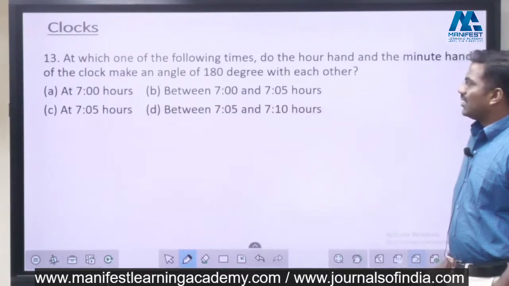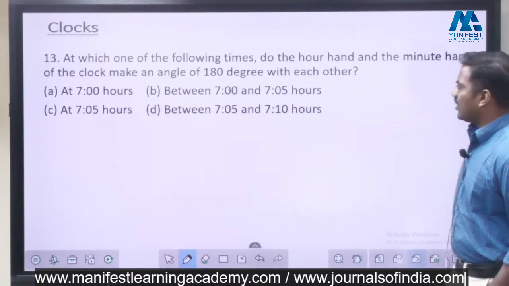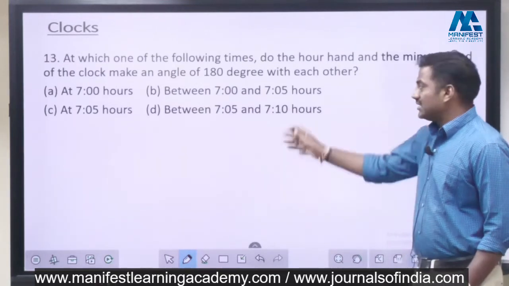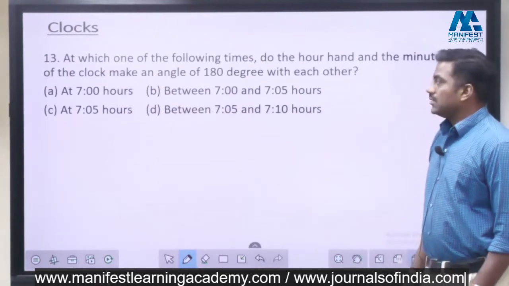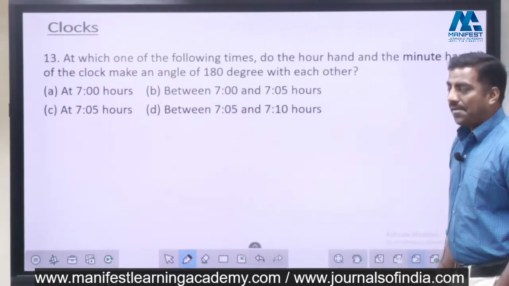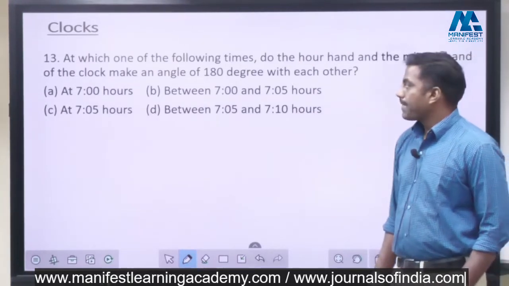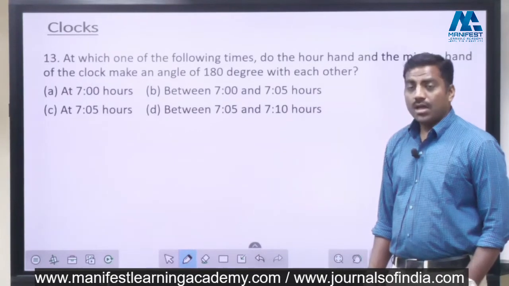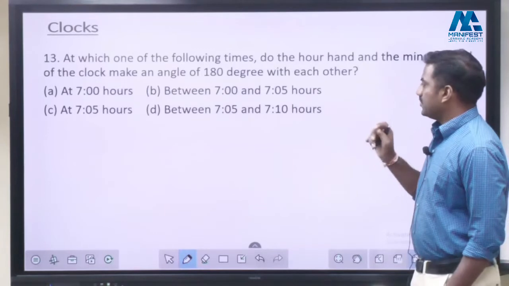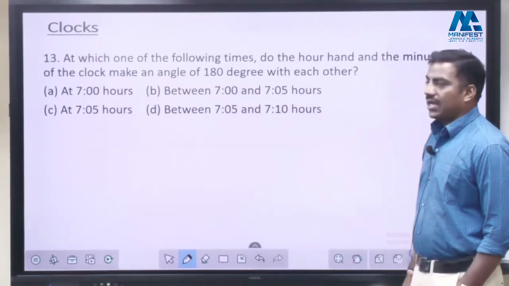Next. At which one of the following times do the hour hand and the minute hand of the clock make an angle of 180 degrees with each other? Already we have solved. What is the answer? At which one of the following times do the hour hand and minute hand of the clock make an angle of 180 degrees?